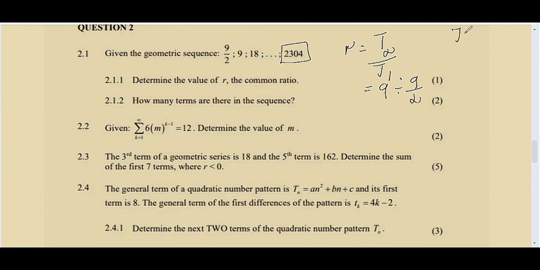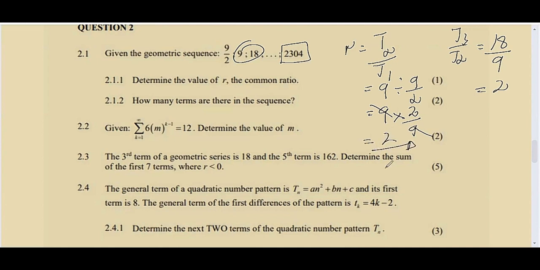Or you can simply say T3 divided by T2, which would be much simpler given that both these values here are natural numbers. 18 divided by 9 would give us 2. So even with this one, you would find that it's 2. 9 divided by that, you'd say 9 multiplied by the reciprocal, and then cancel, this would be 2, right? So the value for r, only for a mark, is equal to 2.